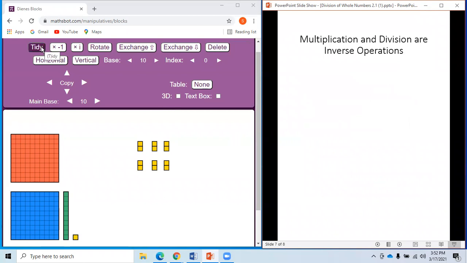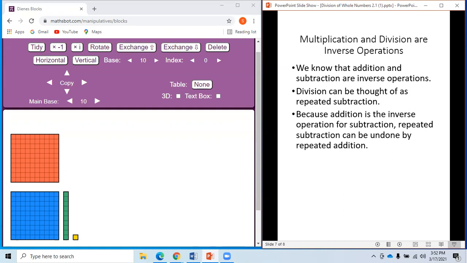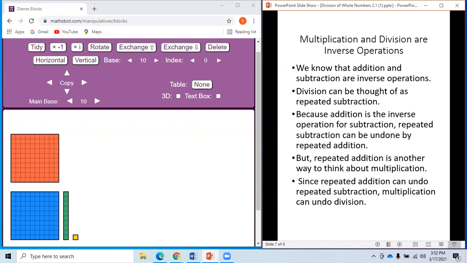Multiplication and division are inverse operations. We know that addition and subtraction are inverse operations. Division can be thought of as repeated subtraction. Because addition is the inverse operation for subtraction, repeated subtraction can be undone by repeated addition. But repeated addition is another way to think about multiplication. Since repeated addition can undo repeated subtraction, multiplication can undo division. Multiplication and division are inverse operations.